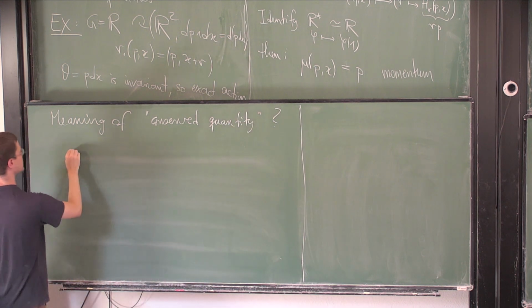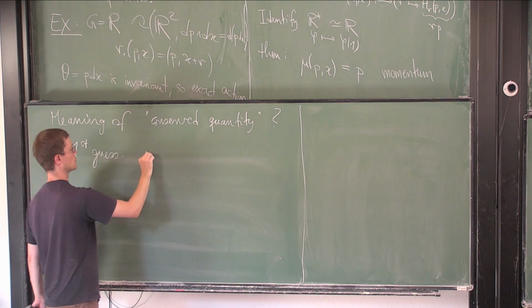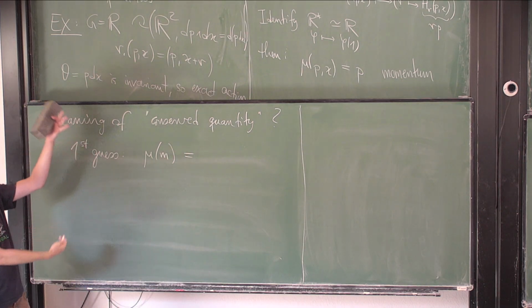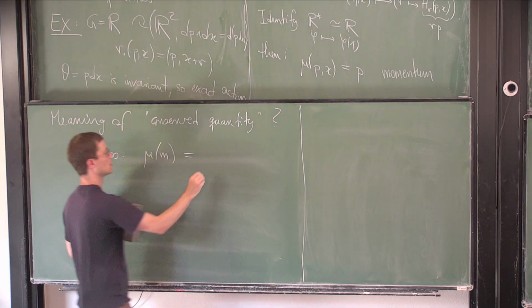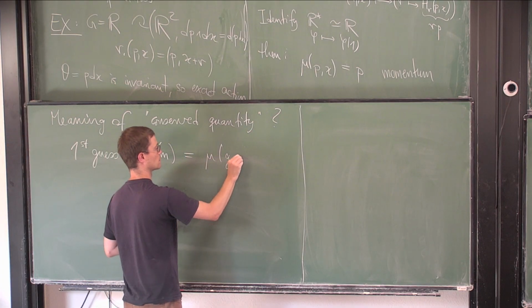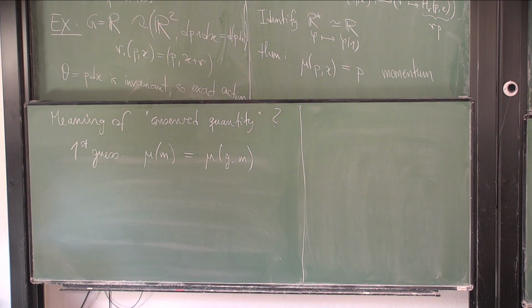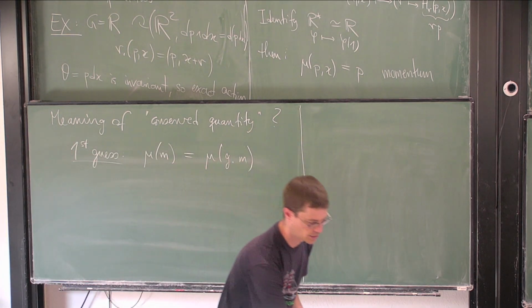Because the first guess would be to say, well, mu of m is this collection of conserved quantities, so if I apply my symmetry, I should get the same thing, right? The conserved quantities are the same when I apply my group. But actually, this is not true, unfortunately. In general, this is not true.